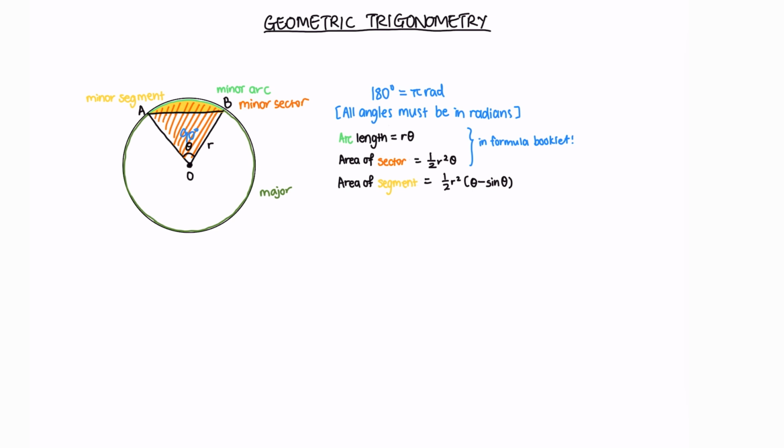Let's say we are given theta as 90 degrees, we have to convert it into radians. The conversion, if you're not familiar, is 180 degrees equals pi radians. So 90 degrees would just be pi over 2 radians. So for example, if you want to find the minor arc length AB, when theta equals 90 degrees and r equals 4, the arc length would just be 4 times pi over 2, which is 2 pi.